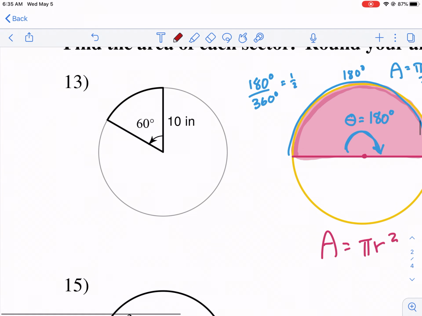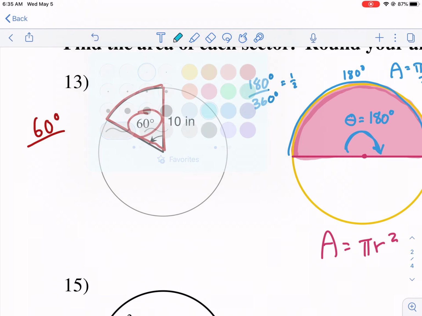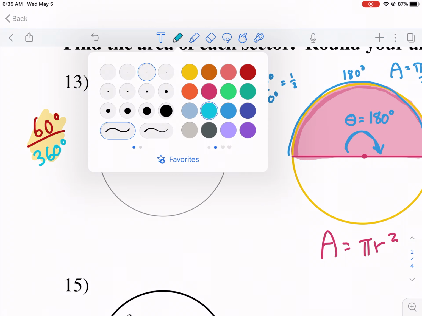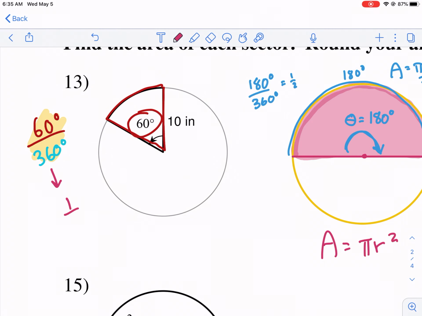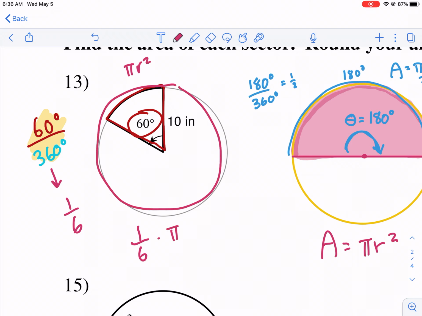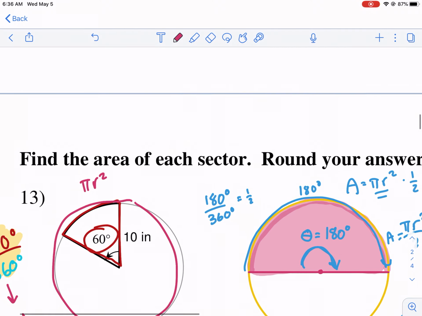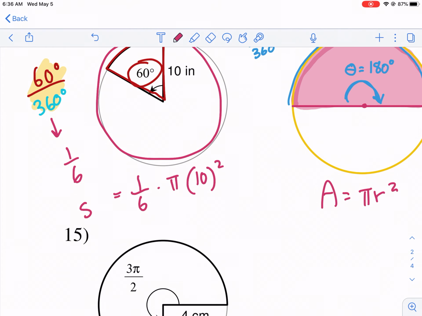Let's go ahead and apply it to number 13. We have this little slice of pie here, and it's only 60 degrees of the full 360 degrees in the circle. So first, we always need to find the portion of that circle. In this case, it is 1/6. So we're going to take that 1/6, and now we're going to multiply it by pi r squared of the entire circle. Well, we have pi, our r is going to be 10, and we're going to square it. This is going to be our sector area.